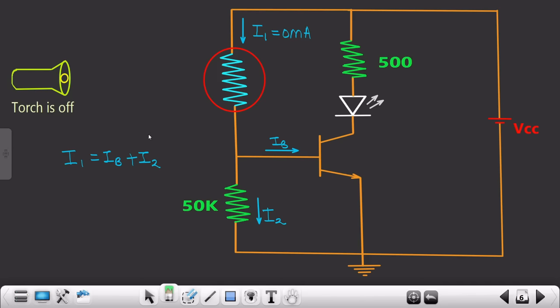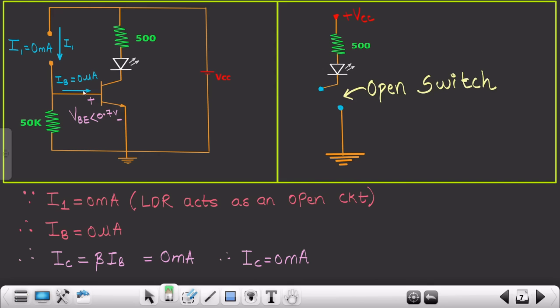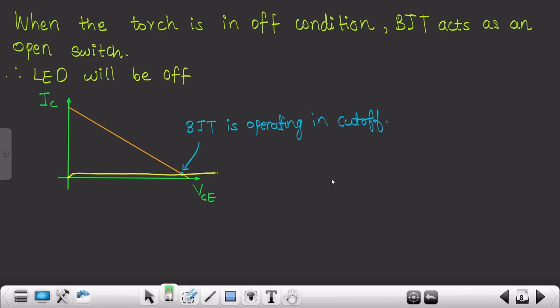That means if your torch is off, the current I1 passing through this LDR sensor would be 0, because this LDR would be operating as if it is open circuited. Since I1 is 0, your IB and I2 are going to be 0. If IB is 0, the base to emitter voltage drop, VBE, is less than 0.7 volts. If it is less than 0.7 volts, your BJT acts as an open switch, operating in the cutoff region, and therefore this LED will be off.